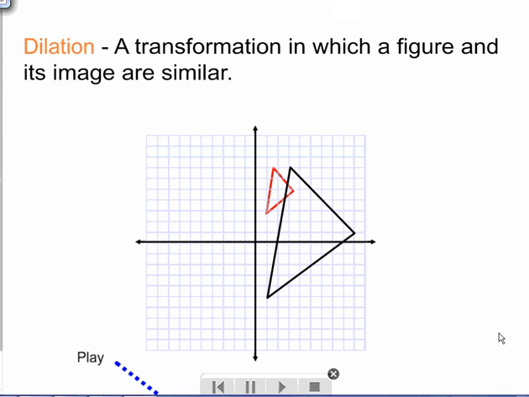All right, today what we're going to be talking about is similarity transformations. In the past we've talked about what a transformation is, for example rotating, symmetry, reflection, all those things. But today we're actually going to talk about something called dilation. Dilation is a transformation in which a figure and its image are similar. And yesterday we learned all about similar figures, so this should make a lot of sense.